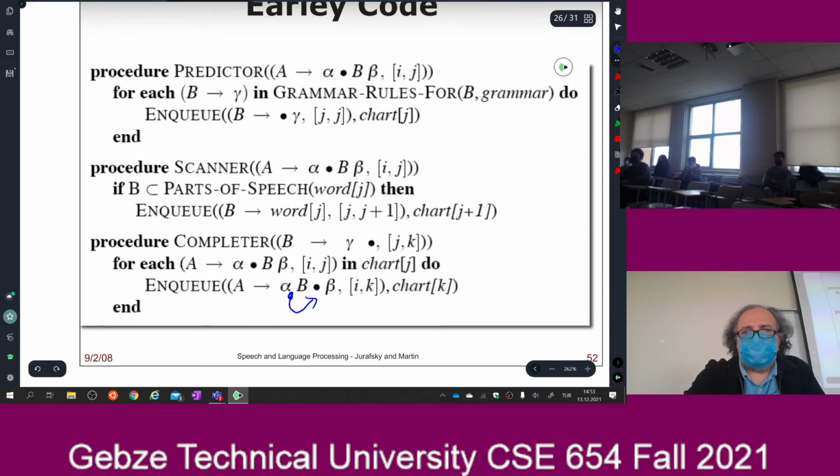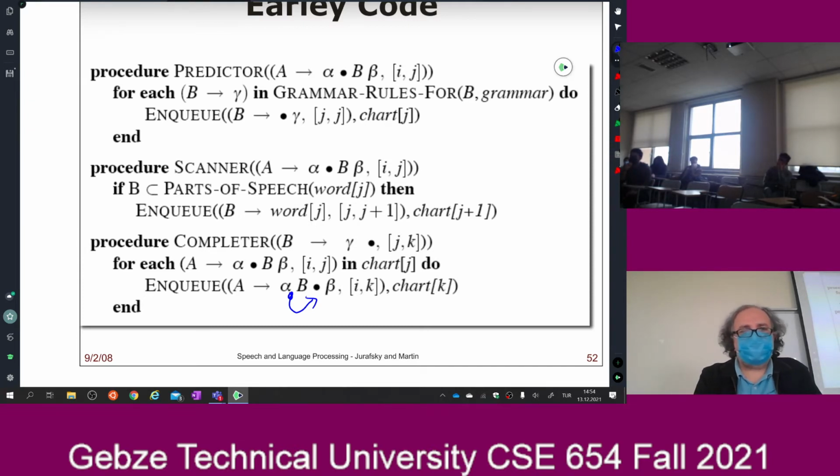B is part of speech for word J. So for the word number J, if I can mark that word with that part of speech B, then I put this in my chart because I observed it, right? And the computer says this.